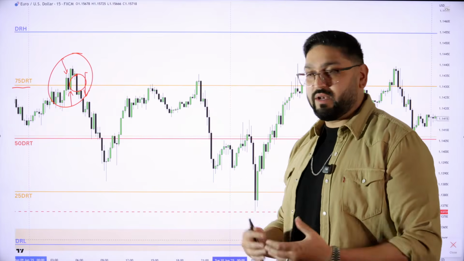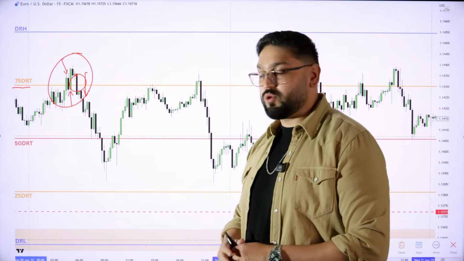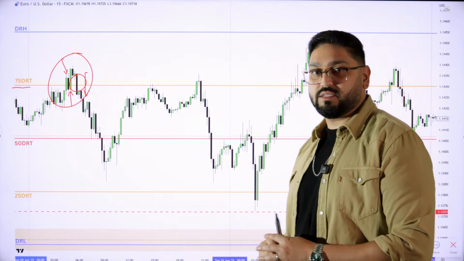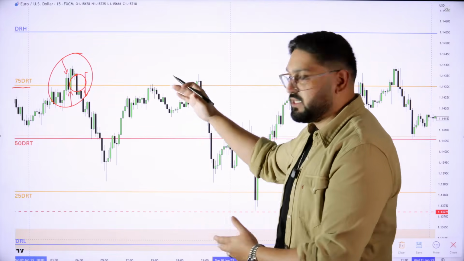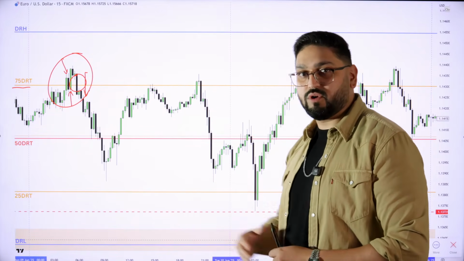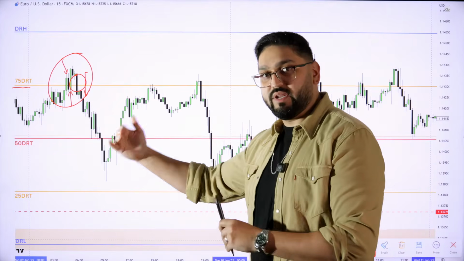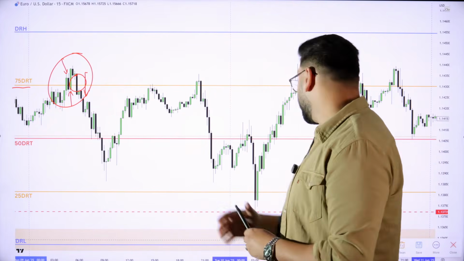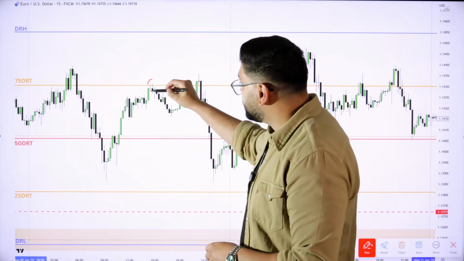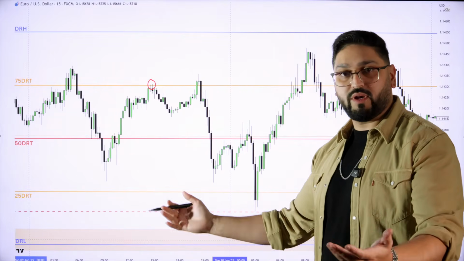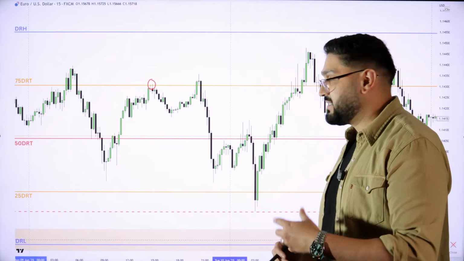Now, again, if you've been following dealing range theory, you know by now that high probability arrays are going to be nested at these DRT levels, because these DRT levels are the algorithmic structure of any given market. It's what the algorithm is seeing to print these arrays on. So what happens? We engineer some buy-side liquidity over here. Again, we're in a consolidated market, and that's typical.